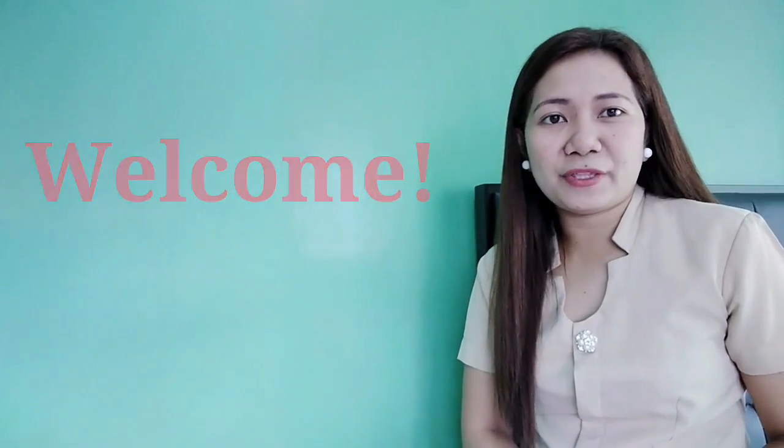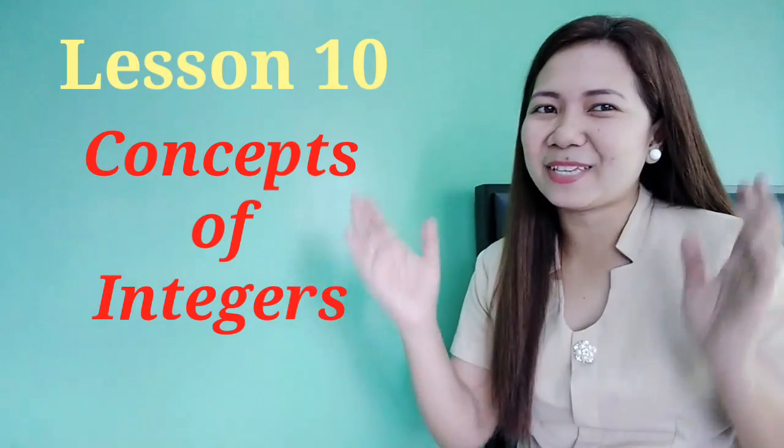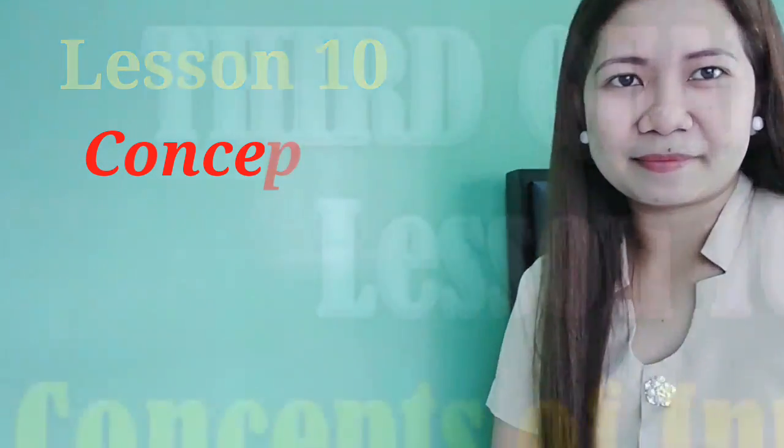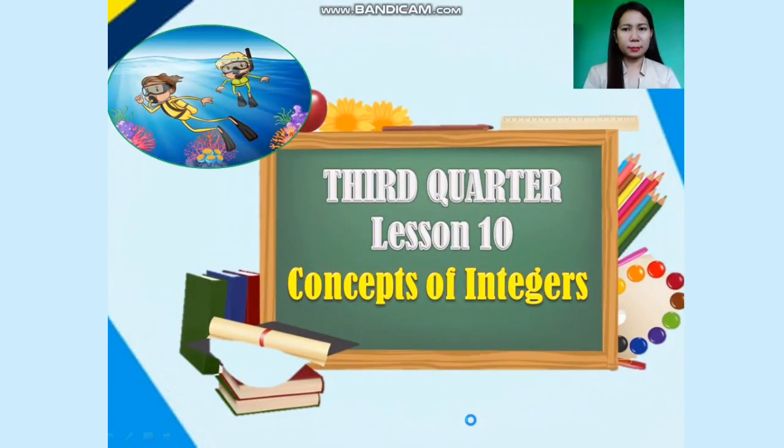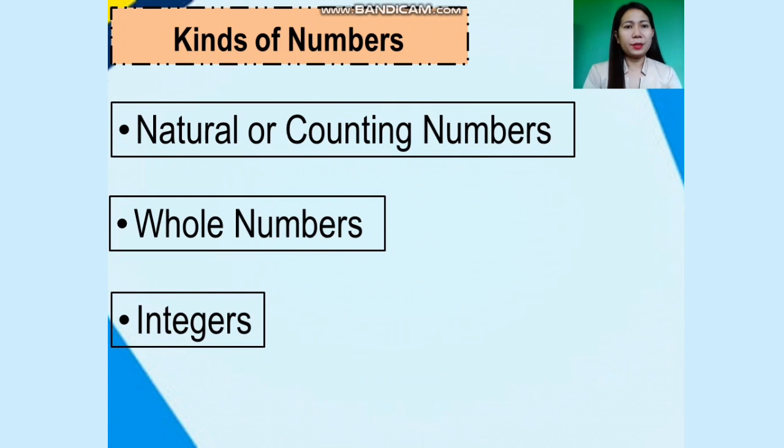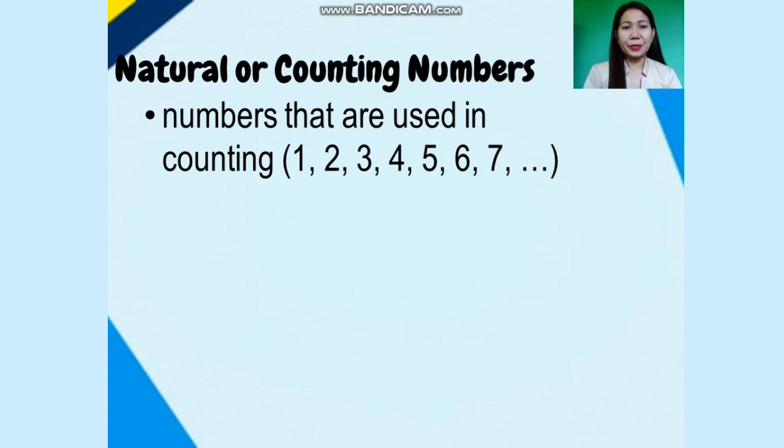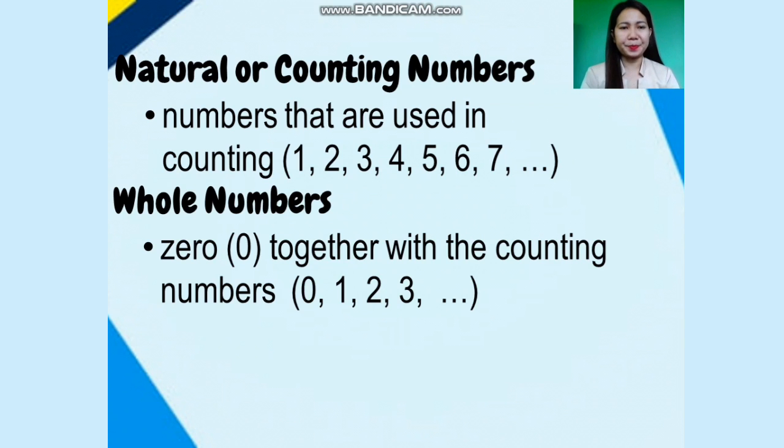Welcome to lesson 10 of the third quarter, which is about concepts of integers. There are different kinds of numbers. First are the natural or counting numbers, then whole numbers, and then integers. So let's talk about natural or counting numbers. These are the numbers used in counting, such as 1, 2, 3, 4, 5, 6, 7, and so on.